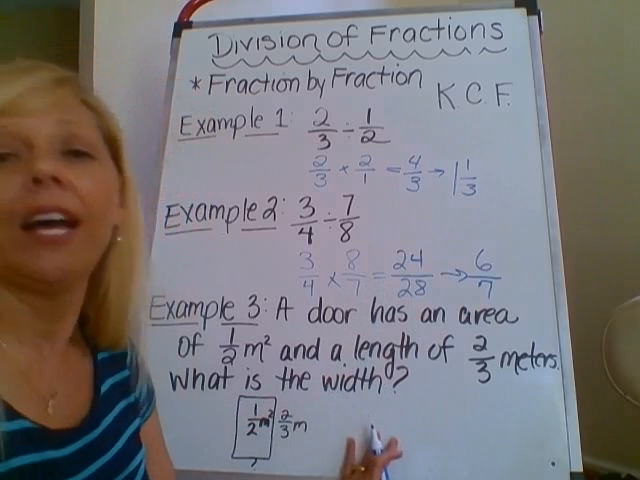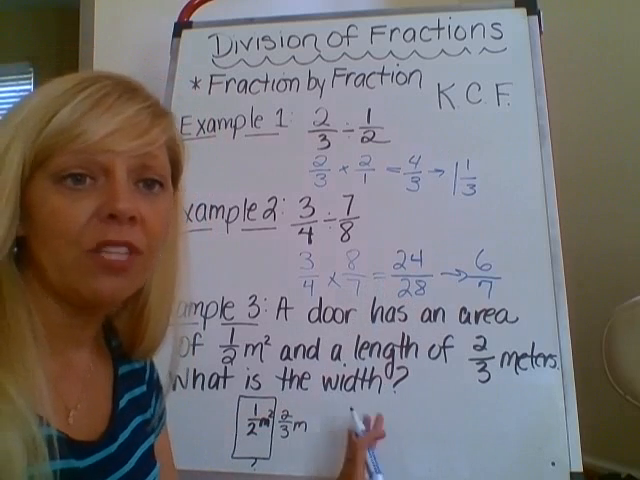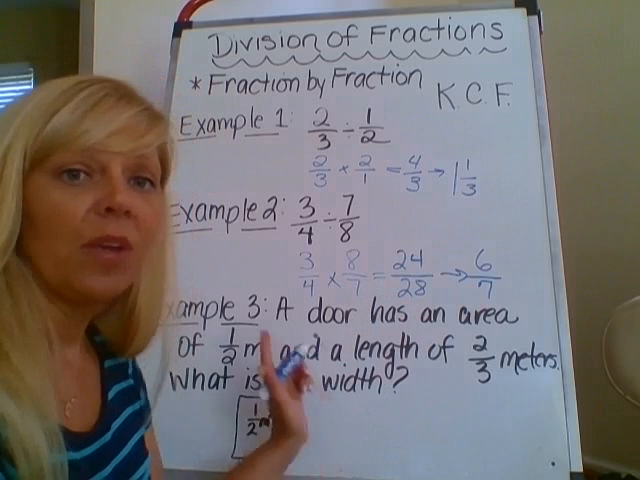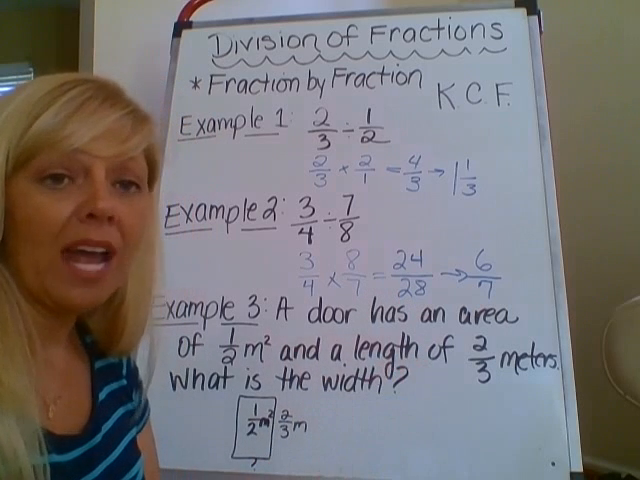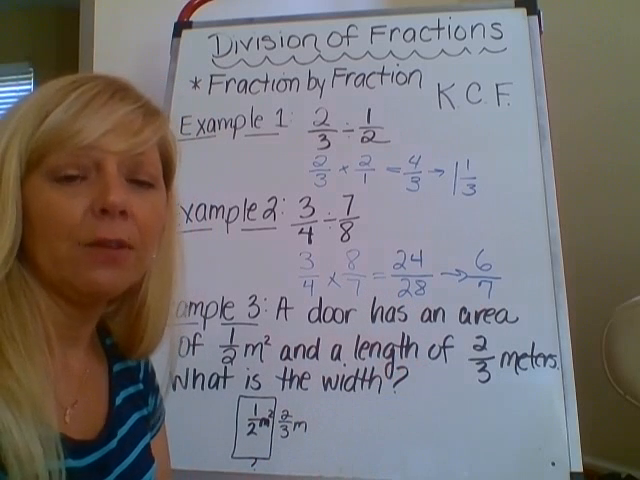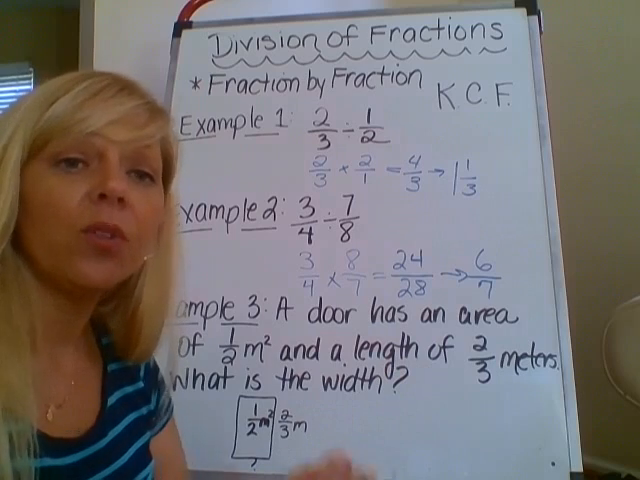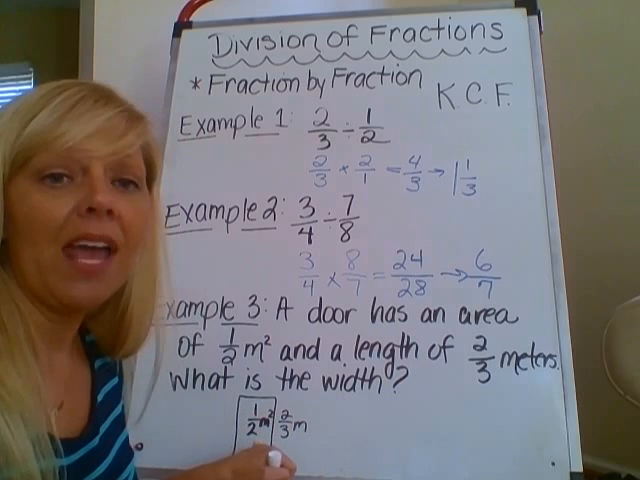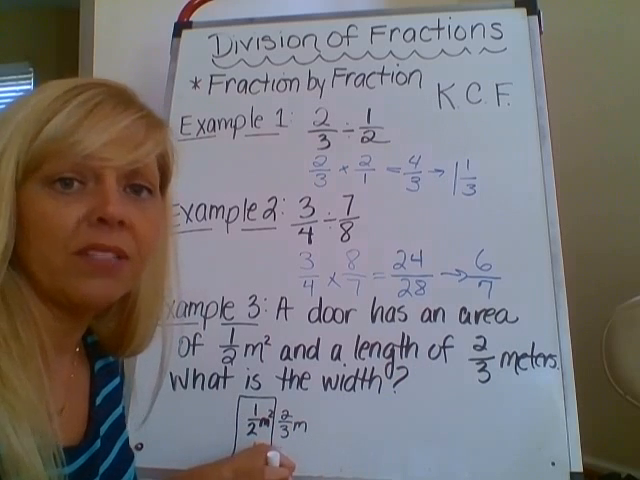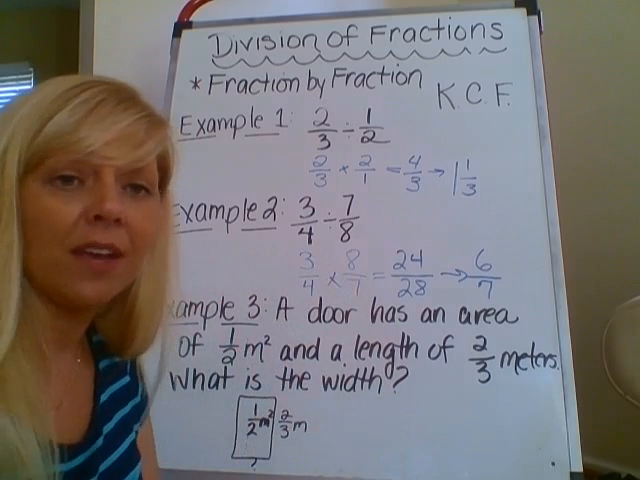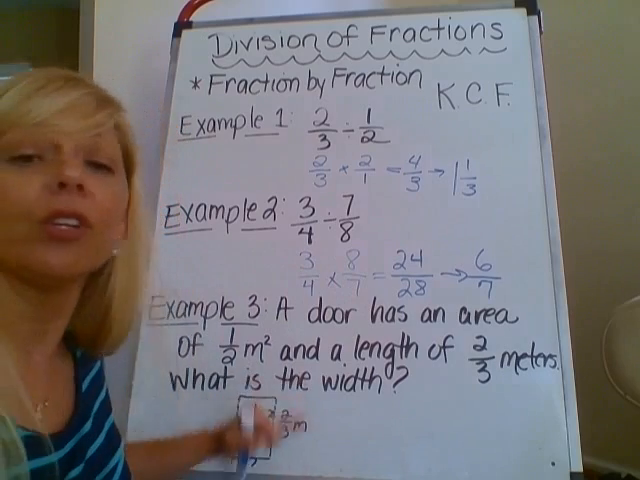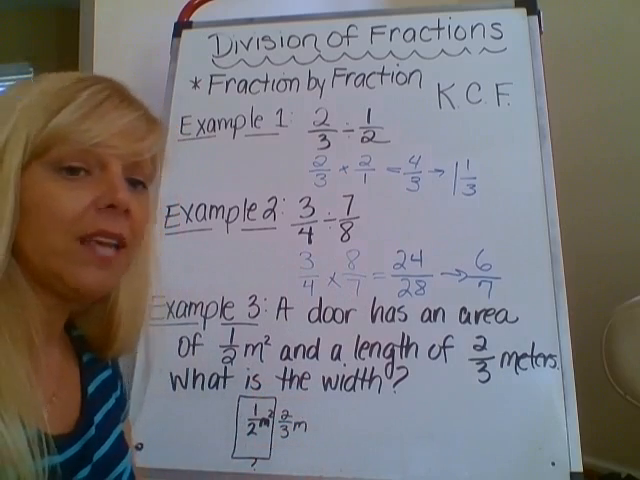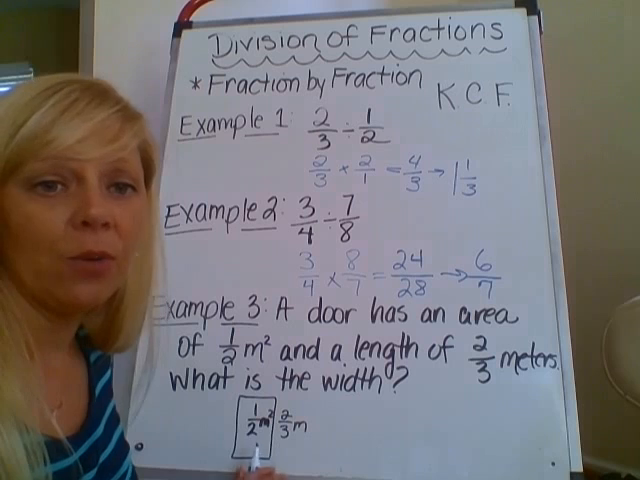All right. Example of a word problem with dividing fractions. So we have a door has an area of 1/2 meters squared and a length of 2/3 meters. And we want to know what the width of the door is going to be. So again, in my diagram, I have 1/2 is in the center because that signifies the area, everything on the inside. 2/3 is how long my door is. And then I'm trying to find out how wide my door is.